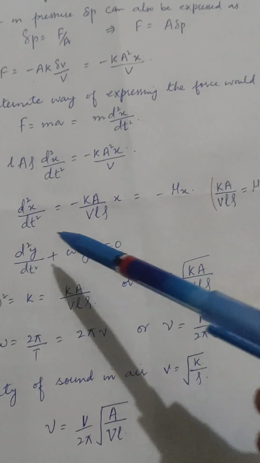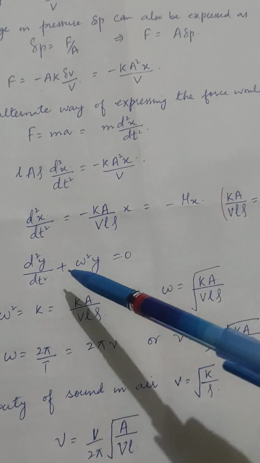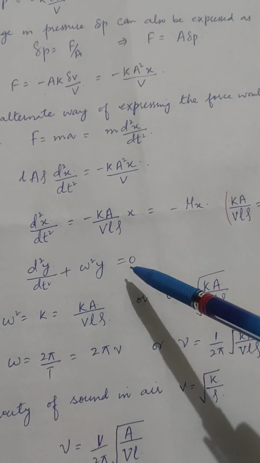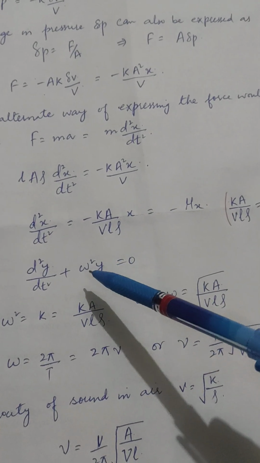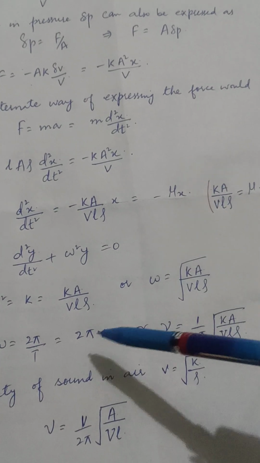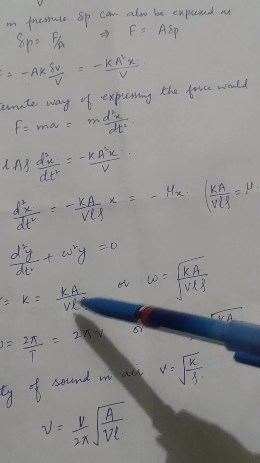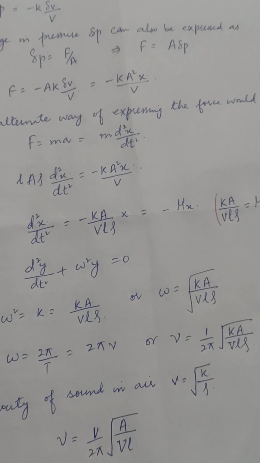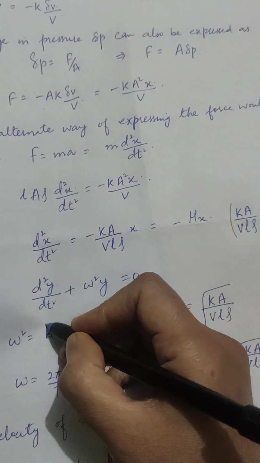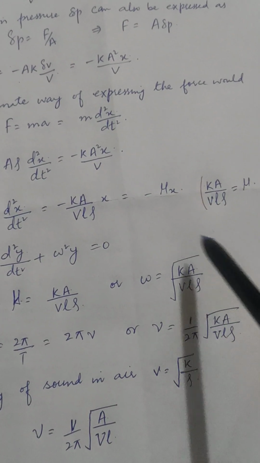And if we begin to compare now this equation with the original wave equation, that is d square y by dt square plus omega square y is equal to 0. You have done it many times before this. So from here you can compare that omega square is equal to mu. And so this omega is root of K A by V L rho, right? So this is mu in fact. We have placed mu here. So this is K A by V L rho.